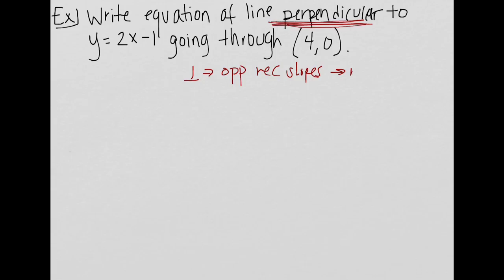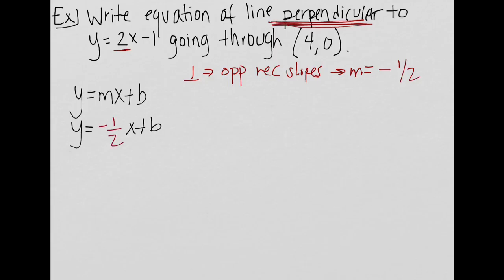And what that's going to mean for us this time, if we want to write our new slope, we want the opposite reciprocal of 2. Well, the opposite of positive is negative, and the reciprocal of 2 is 1/2. So that's going to be our new slope for this new equation. So y equals mx plus b is still what I want. I know what my slope is now. It's a negative 1/2.